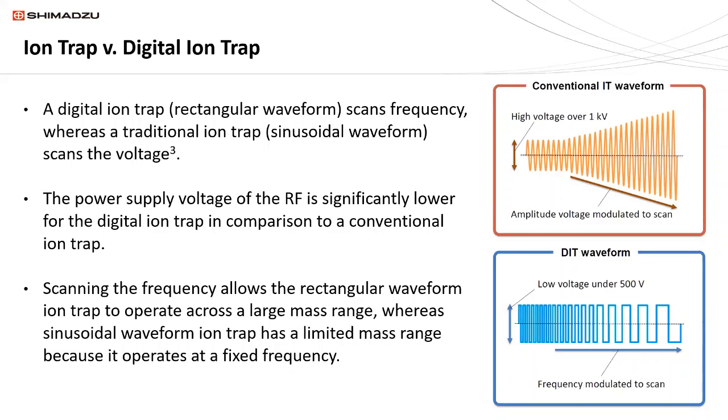Because of the power supply, the RF voltage is significantly lower in the digital ion trap in comparison to a conventional ion trap. Also, scanning the frequency with the rectangular waveform allows the ion trap to operate across a larger mass range, whereas with the sinusoidal waveform you have a limited mass range because it operates at a fixed frequency. These are some basic differences that help the user understand what a traditional ion trap offers versus a digital one.